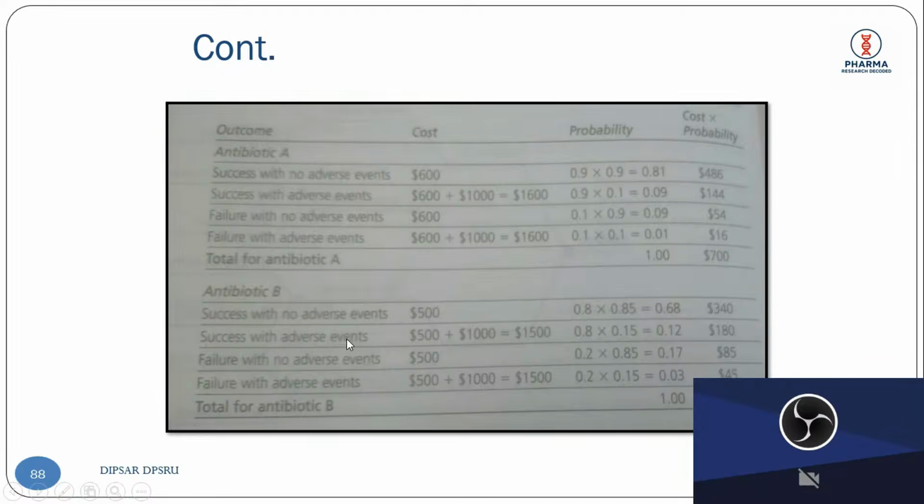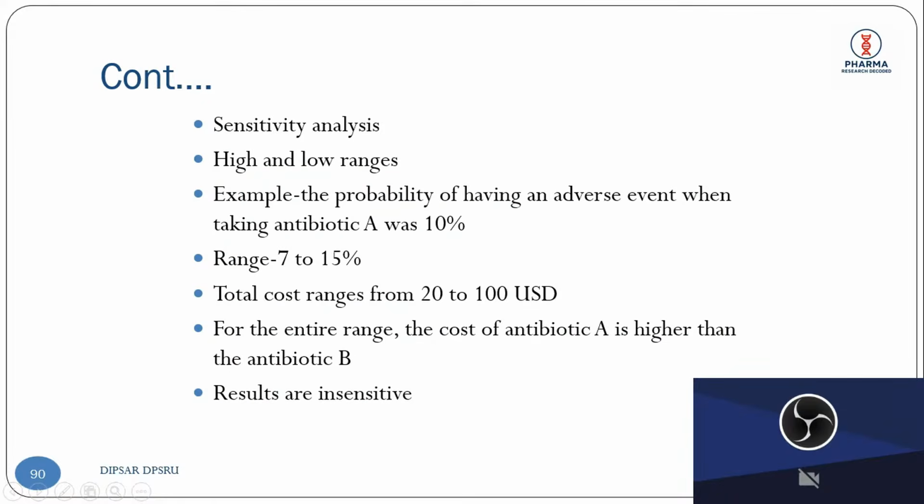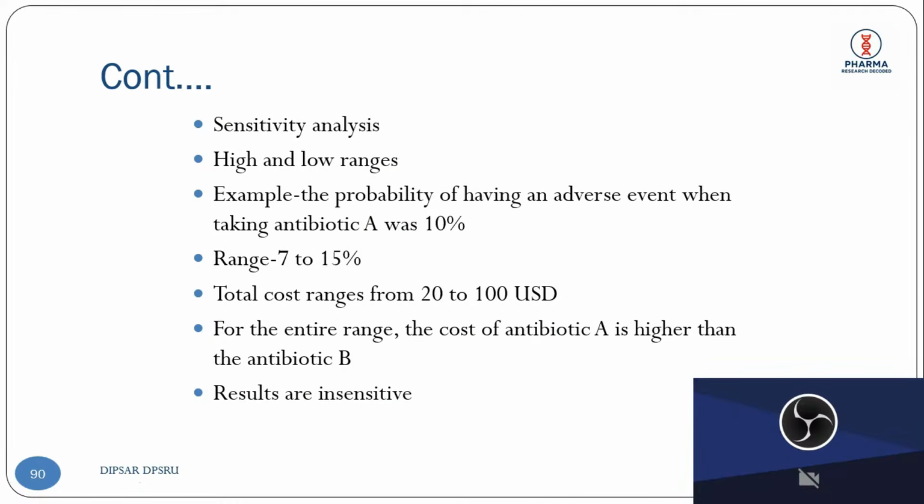When you have done this and you have done the total, you got 600, 700, and here you are getting 650, right? So when you are doing this for each node with probability, you can see antibiotic A, antibiotic B. Now you can see that this is 0.90, this is the probability 0.16, and then you are doing the summation of it. Then you will get to know which one is cost effective, antibiotic A or antibiotic B, when you are giving it to the particular infected patients.